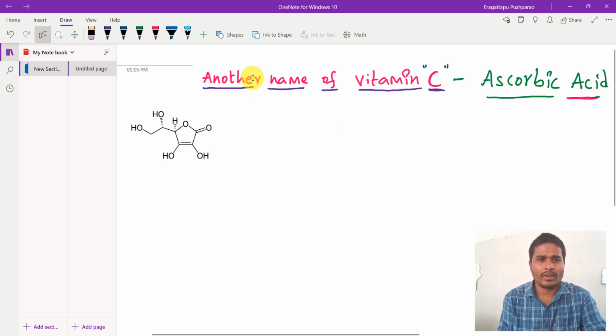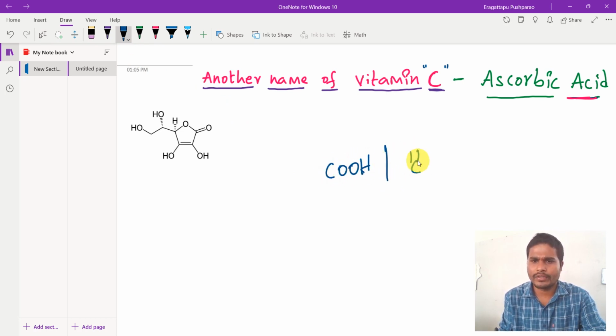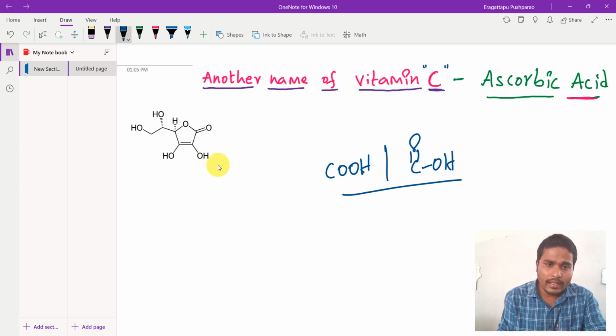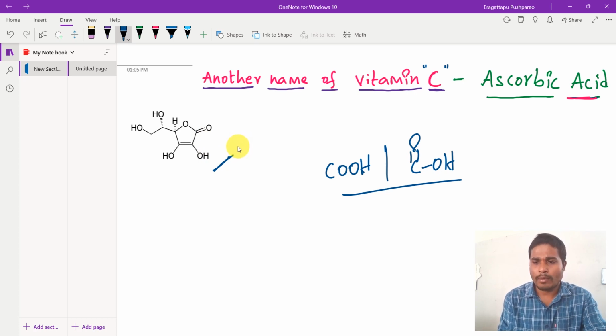Actually, as far as we know in organic chemistry, any compound that we call an acid generally contains an acid functional group, that is COOH or C double bond OH. So when we call vitamin C ascorbic acid, we also think that vitamin C might have a carboxylic acid functional group. But if you look at the structure of vitamin C, it doesn't have any acid functional group, that is C double bond OH.